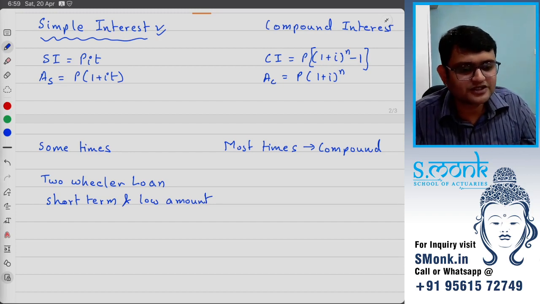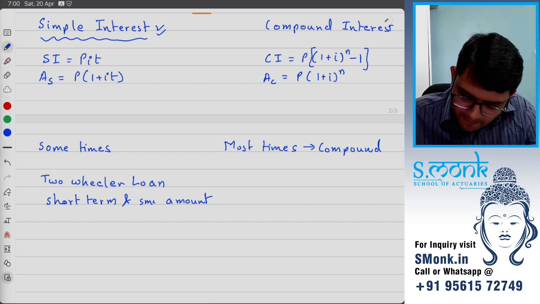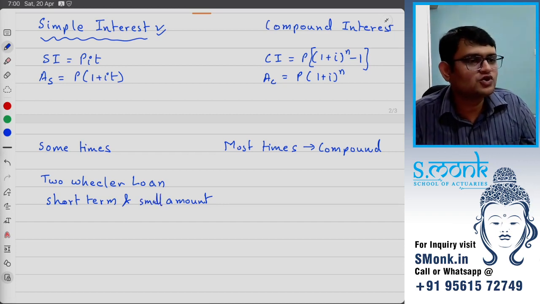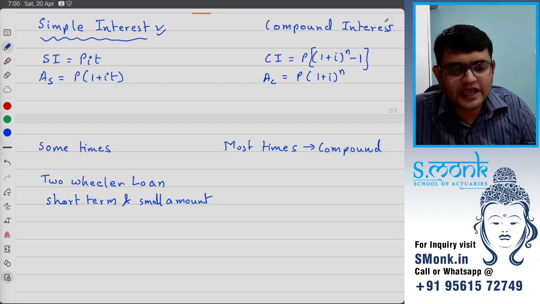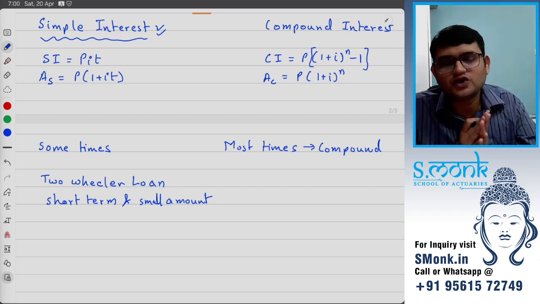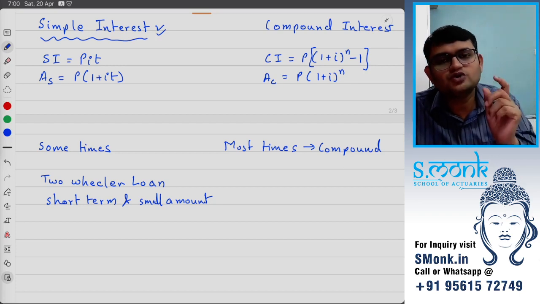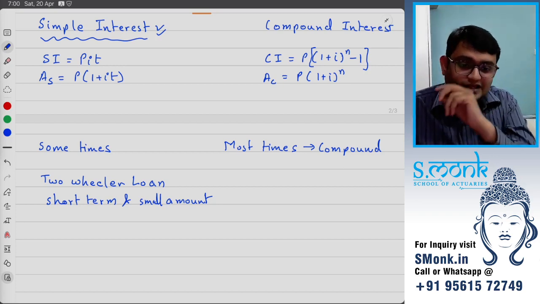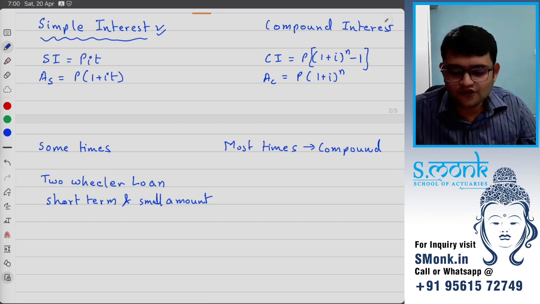You can say small. Let's not use the word low. Let's use the word small. Small amount. So because it's a short term loan, usually a two-wheeler loan is going to be a 2-year loan. And the amount is about 1 lakh rupees, just above 1 lakh rupees maybe. Because it's a short term loan and the amount is small, that is why they use simple interest for calculation purposes.